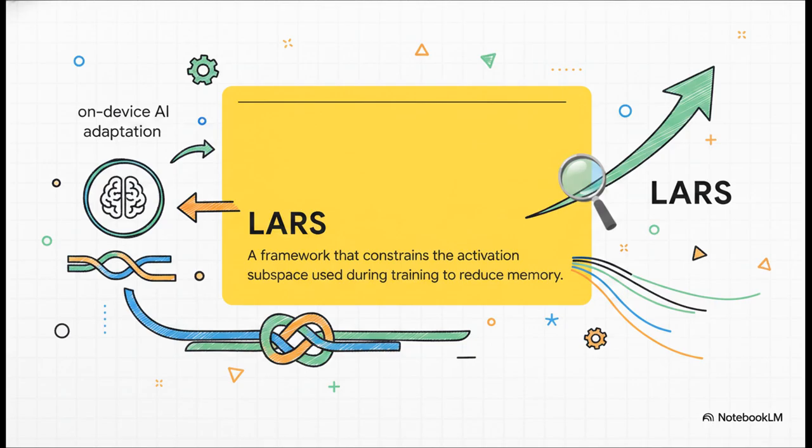Instead of obsessing over parameter counts like everyone else has been doing, LARS does something incredibly clever. It constrains the activation subspace used during training. Basically, it attacks the dynamic traffic jam directly. It figures out a way to represent the math of all those passing cars in a vastly compressed format during the forward pass. And by doing this, it fundamentally flattens the memory growth rate. It completely decouples your memory usage from how long your document sequence actually gets.